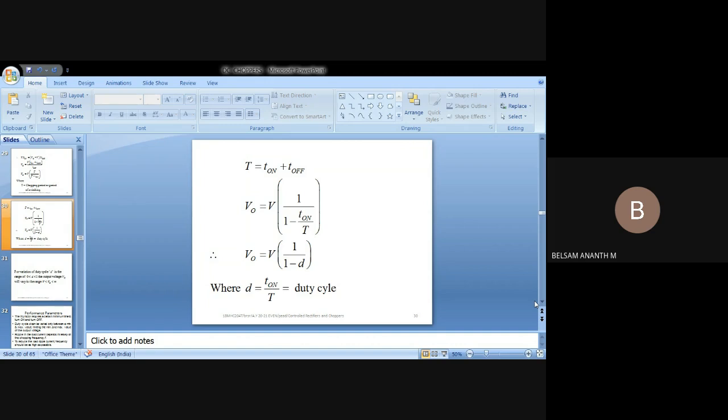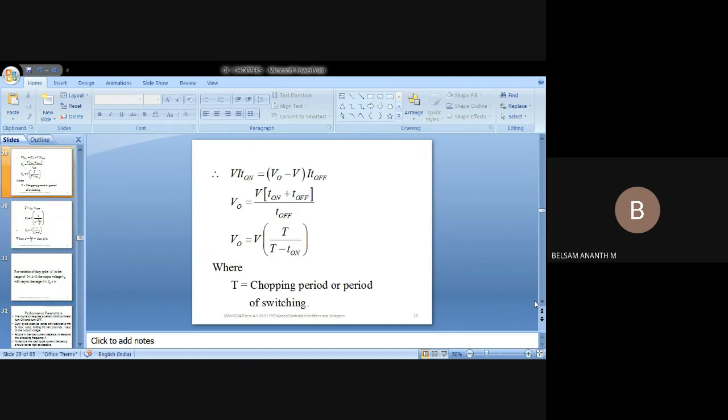Therefore, V not equal to V into 1 by 1 minus D. You may ask a question, is this equation the right one or is that one the right one? All the equations are right. Here, the final expression, please remember, V not equal to V into 1 divided by 1 minus D. That means D is the duty cycle. What is the duty cycle ratio expansion? T on by T. What is the T expansion? T on plus T off. Like that, if you put every expression into the consecutive previous step, you will come back to the original. That is the meaning. So please remember, try to understand the meaning.